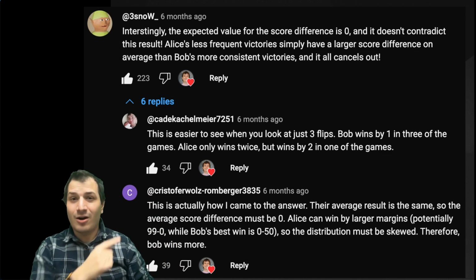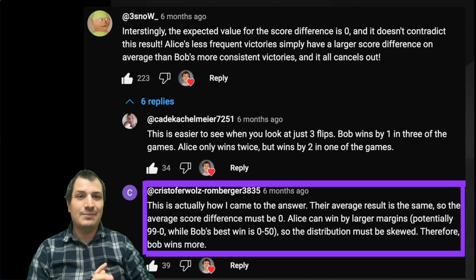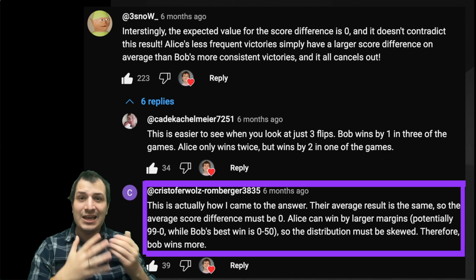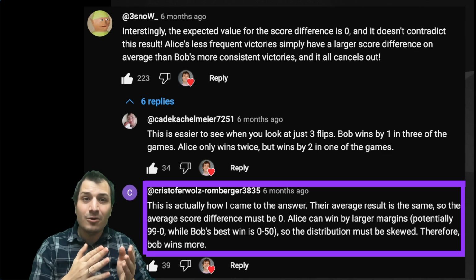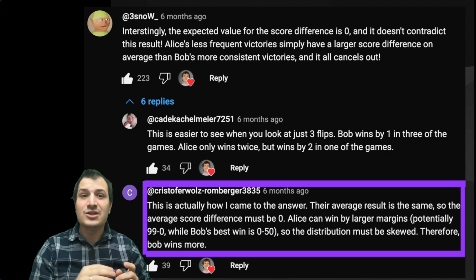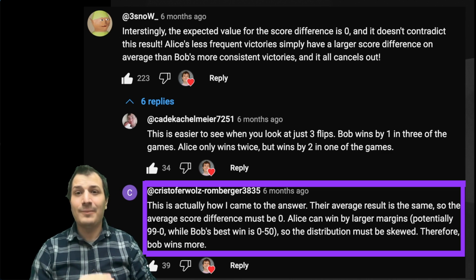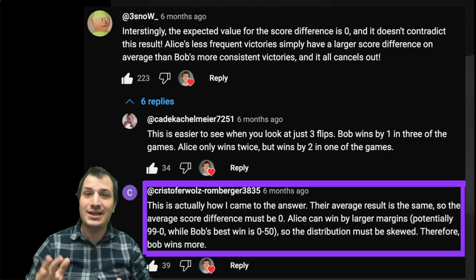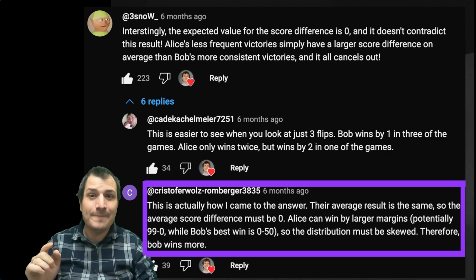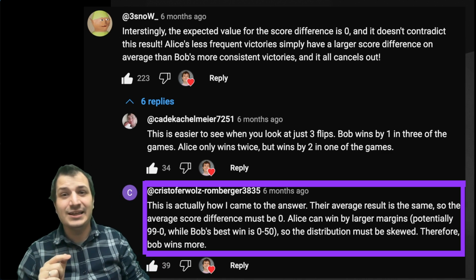Another user also did this. They said, this is actually how I came to the same answer. Their average result is the same, so the average score difference must be 0. Alice can win by larger margins, so the distribution must be skewed. This is exactly what I'm going to present in here. I'm going to explain this skewed distribution idea and use it to get that formula with the 1 over 2 square root of pi t.